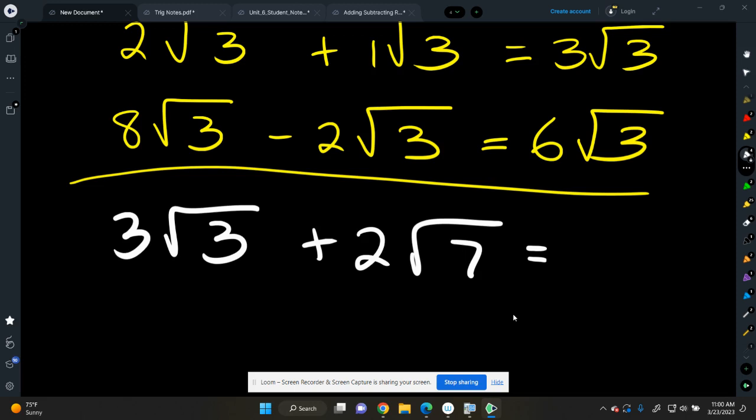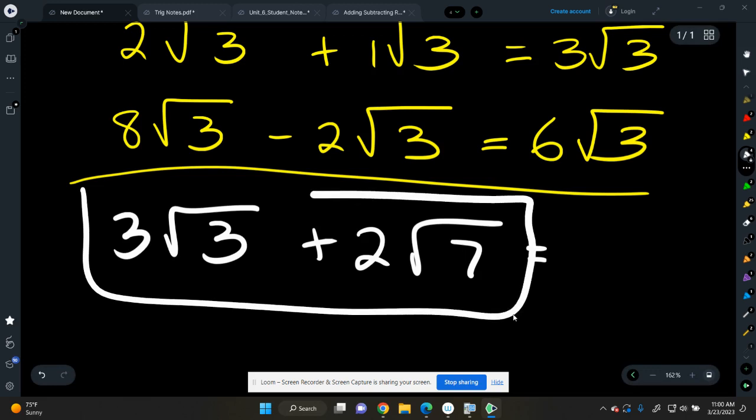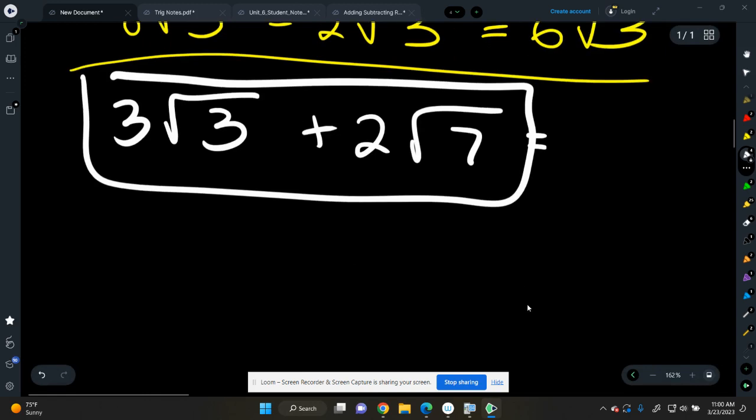No. So this is what I have. I can't do anything with that. That's what I have right there. It does not combine. They have to be like terms, and in order to be like terms, we have to have the same thing inside the radical.